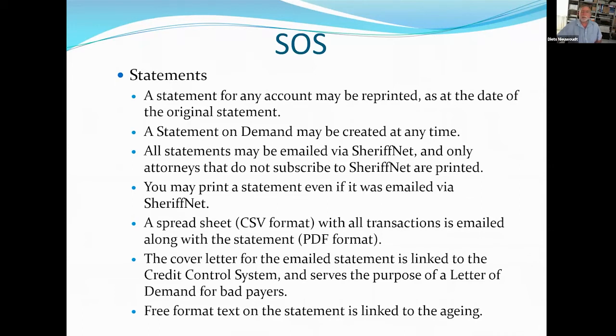Importantly, the next slide will be about credit control, but I have to mention it here. Our credit control allows us to send a specific letter to a specific type of credit flag. Andrew, you mentioned the credit flags. This is really important, and I'll get into that right now. So this serves the purpose of a demand letter as well if the guys are not paying. And of course, we have a free format text that's available, and that is linked to the aging. That's pretty much standard on any system.